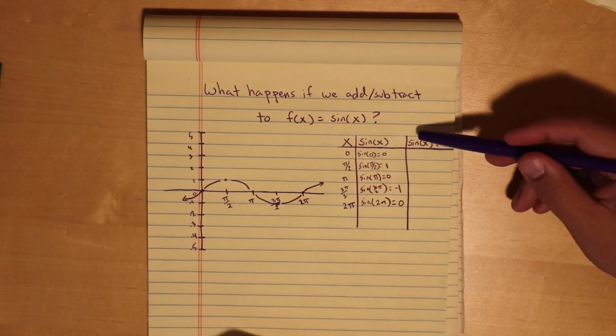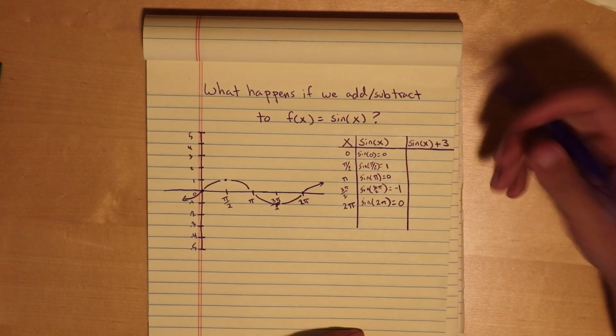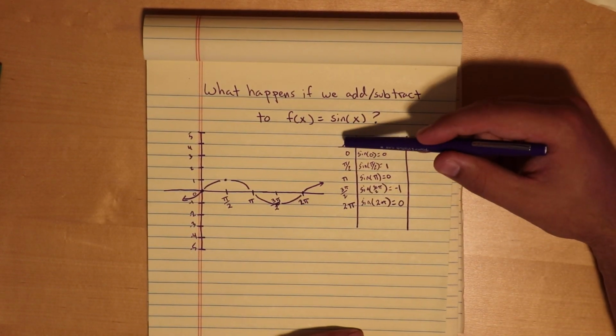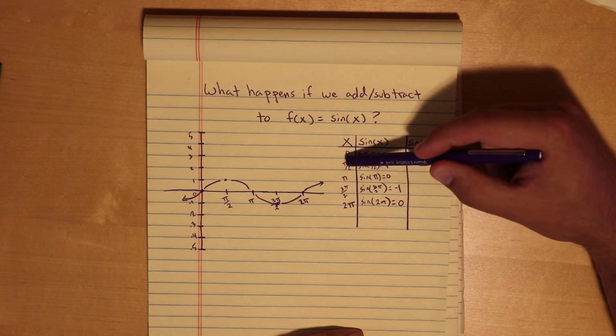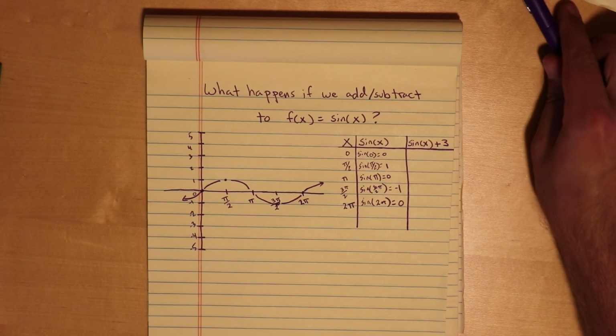So let's take a look at this right here. This says sine of x plus 3. So really what that is going to do, it's going to just take this value for sine, that is the output for this given x, and it's going to add 3 to it. So all I have to do is add a 3.